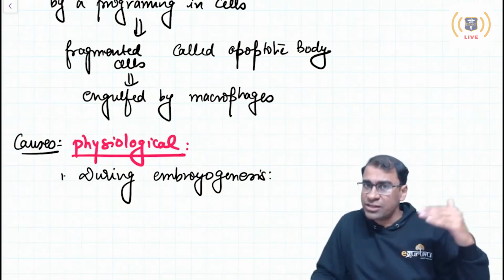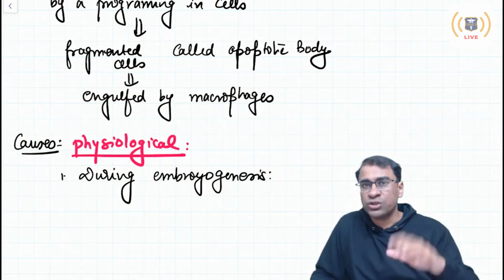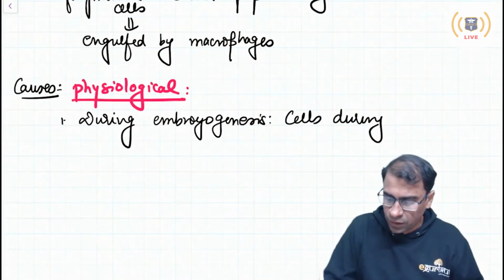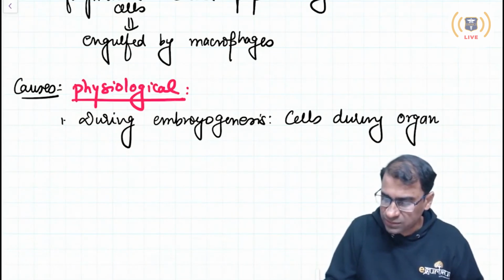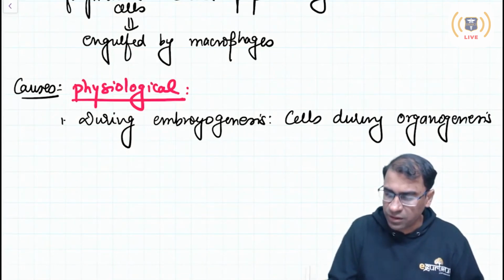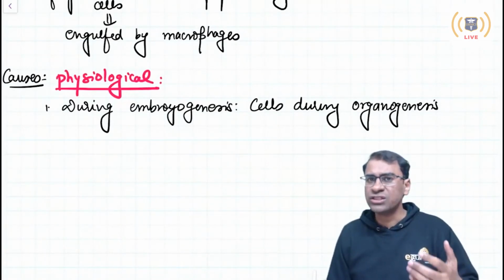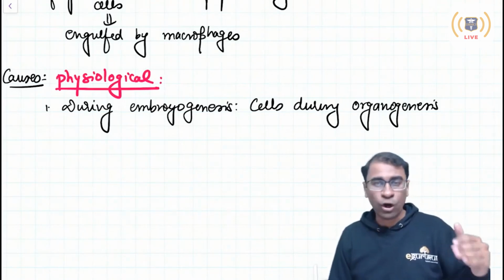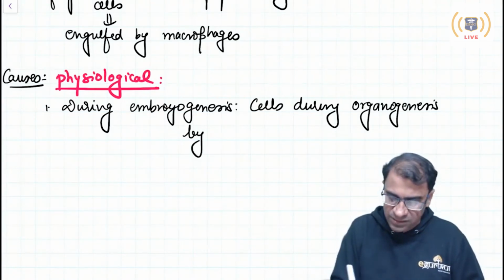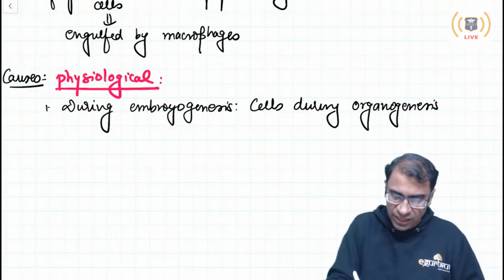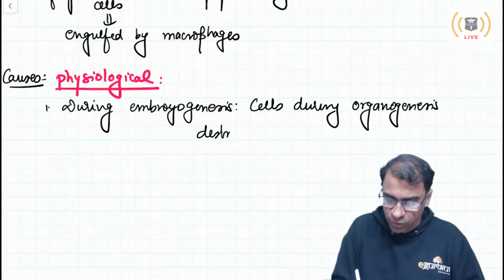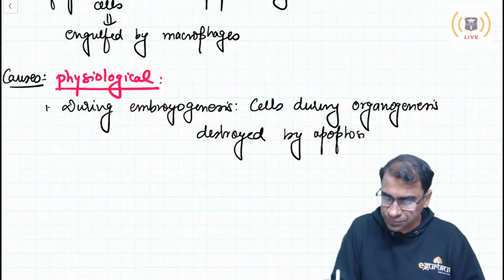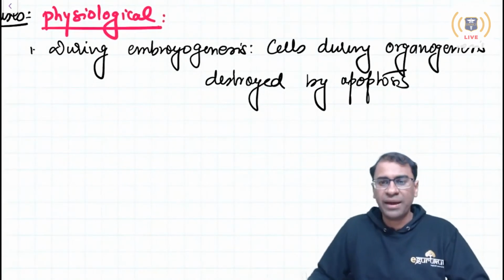That means any tissue during development which is not required is removed. For example, the notochord is not actually important in the human morphology, and therefore cells during organogenesis like these are destroyed by apoptosis.